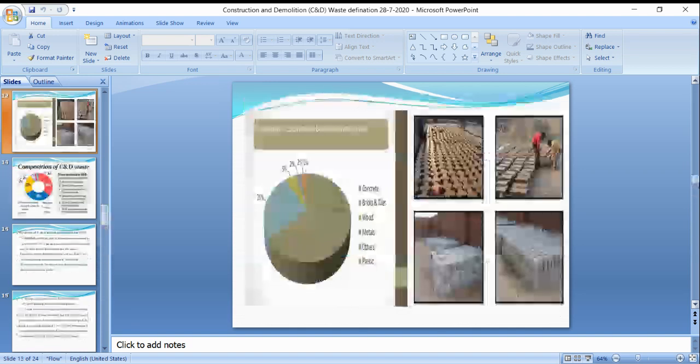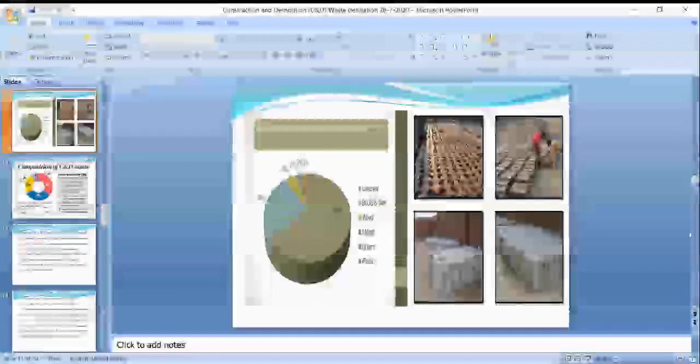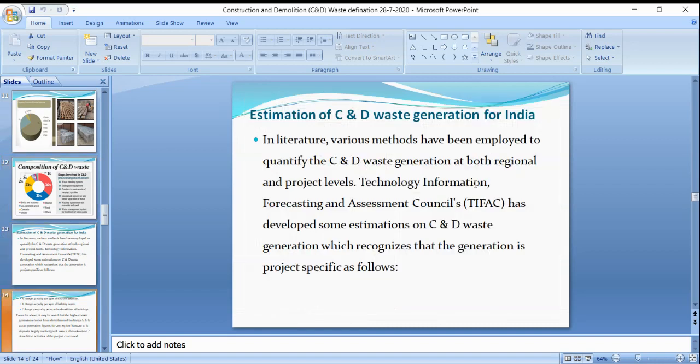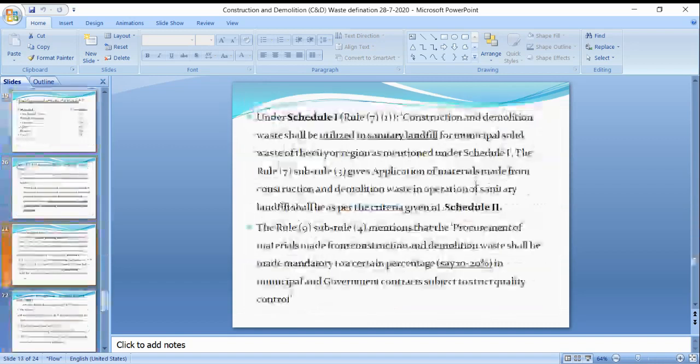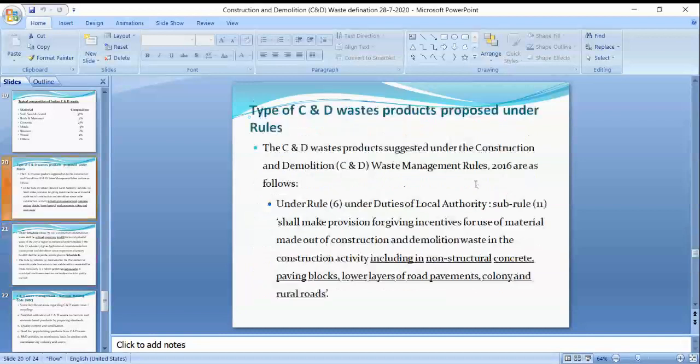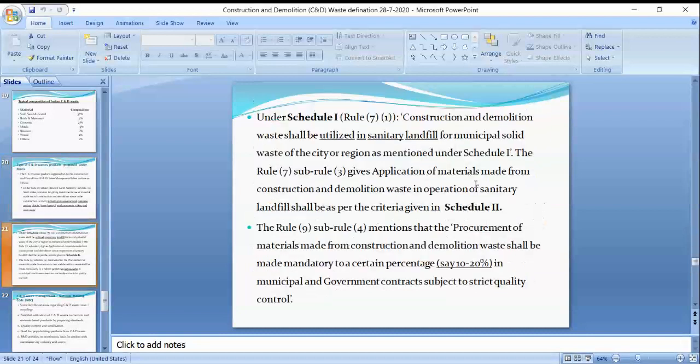So here we are seeing this figure. Here the recycled materials can be reused. We can see here the already constructed materials being reused. So this is one. Next comes to the rules.